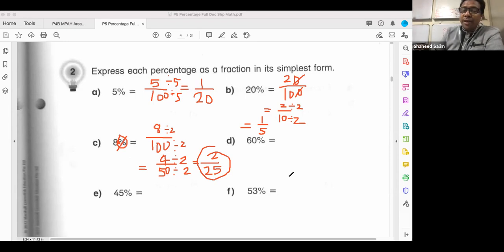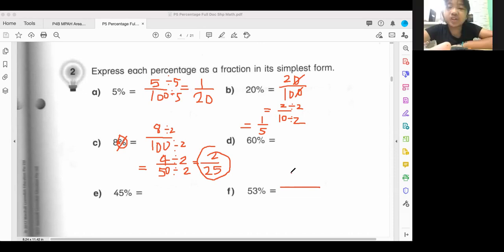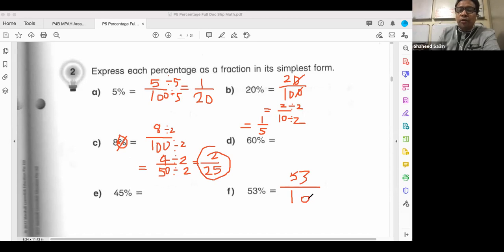Anyway, the last one, very simple. Naomi, what do you think the last one is, Naomi? What number should be on top, Naomi? 53. And what number should be below? 100. Yeah, and this one you cannot reduce. Okay, well done. Okay, we are okay? Sometimes you cannot reduce. Why? Because you cannot just divide any number.